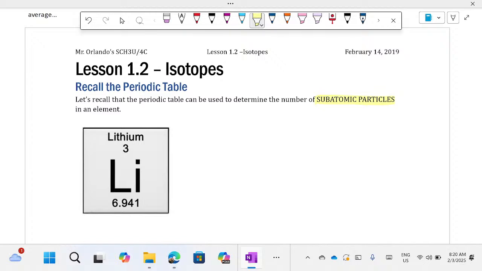What are the subatomic particles again? Anyone? Bueller? Yeah.